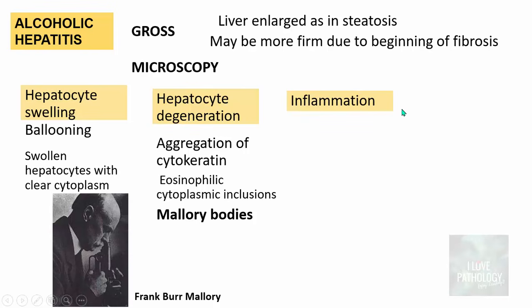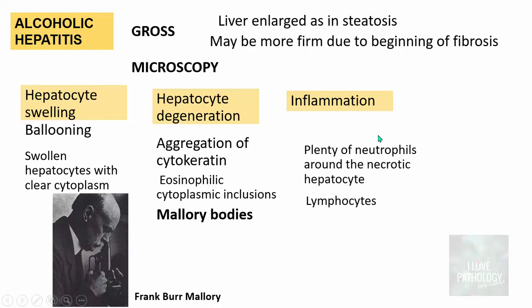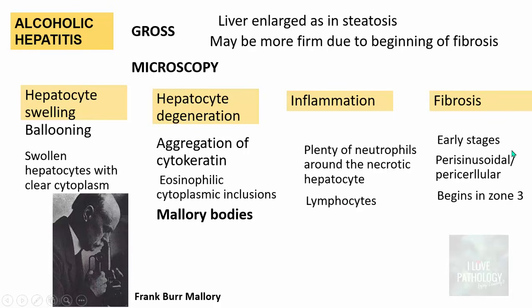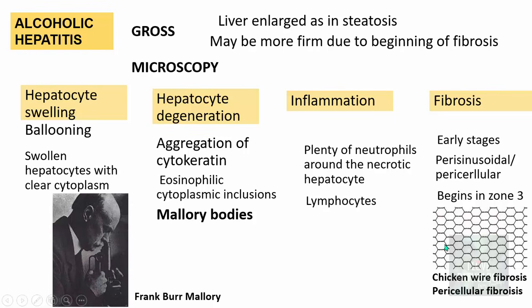Now the third one is, obviously, we have to see the presence of inflammation, right? So there will be a lot of neutrophils around the necrotic hepatocytes. Of course, you can see lymphocytes and plasma cells. And lastly, the fibrosis. It's the beginning of fibrosis. The fibrosis is still in the early stage, where it will be perisinusoidal or pericellular in location and often begins in zone 3. Because the collagen is laid around individual hepatocytes, the resulting fibrosis is pericellular fibrosis, which is otherwise referred to as chicken wire fibrosis.